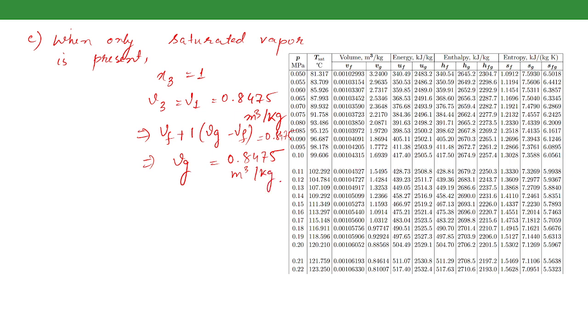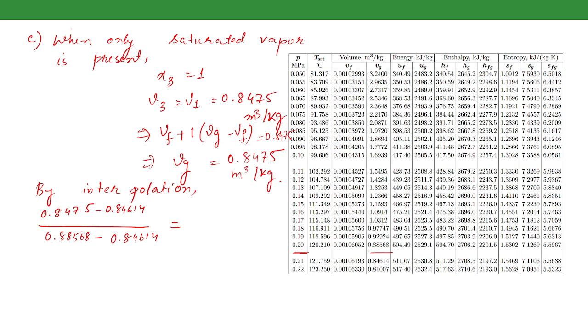So from the table we have to find the saturation pressure corresponding to this value of the specific volume of the gas phase. So we can see that 0.8475 lies between these two values, 0.84614 and 0.88568. So if we perform an interpolation, we will get the corresponding pressure value between these two. Okay, so let us perform the interpolation. By interpolation, (0.8475 minus 0.84614) by (0.88568 minus 0.84614).